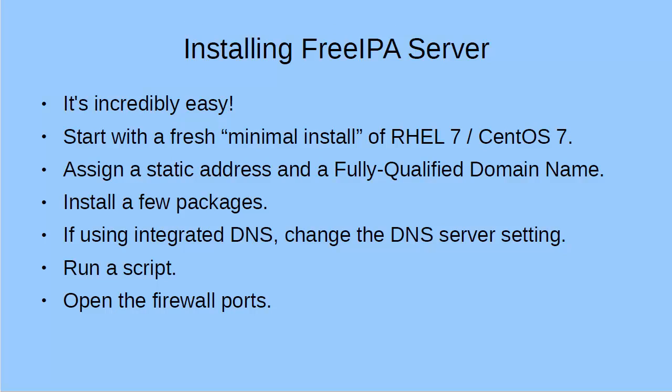Setting up a free IPA server is just incredibly easy. You just start with a fresh, minimal installation of Red Hat 7 or CentOS 7, assign a static IP address and a fully qualified domain name, install a few packages. If you're using integrated DNS, after you install those packages, then just change the DNS server setting, run a script, and then open the firewall ports.